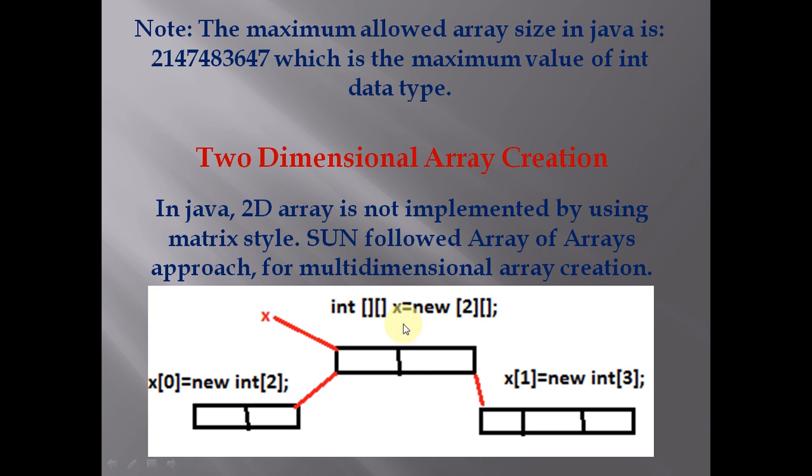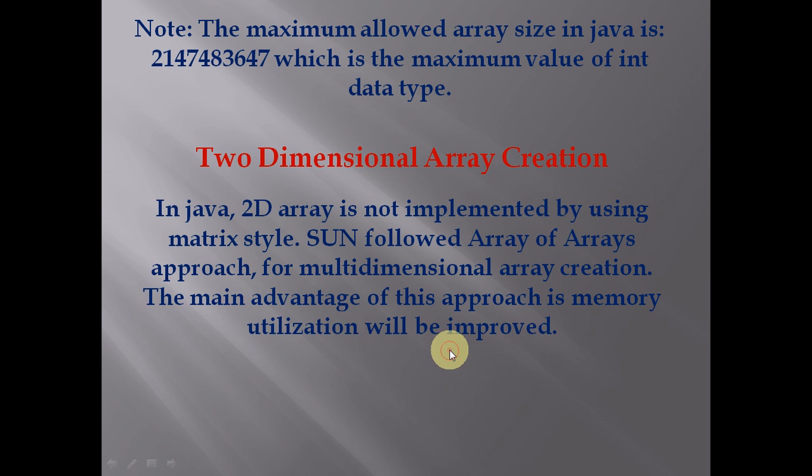figure, we can see that we have the declaration of two-dimensional arrays, and in the first case we have an array which is having two elements, and the first element x0 is having the address of a 1D array which is having two elements over here. In the case of the second element of the two-dimensional array x, it has the address of a 1D array which contains three elements, like this. So this point being said, let's move on to the next point, which states that the main advantage of this approach is memory utilization will be improved.